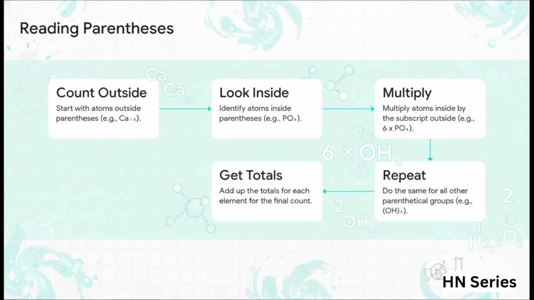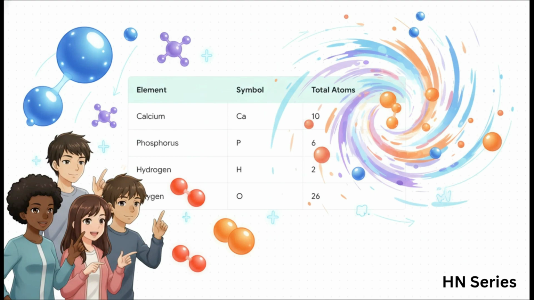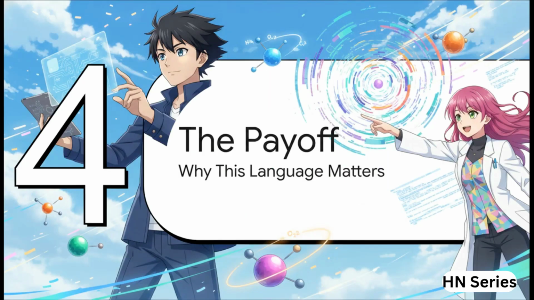The new trick here is the parentheses, and they work exactly like they do in math class. The one key rule to remember is that the subscript multiplies everything inside it. So as we follow these steps, you see we start with the easy stuff outside. Then we look inside each set of parentheses, multiply by its subscript, and then we just add it all up at the end. Okay, so let's do the final tally. We've got 10 calcium, 6 phosphorus, 2 hydrogen, and don't forget, we have to add the oxygen from both parts, a grand total of 26 oxygen atoms. See? By just breaking it down step by step, even a formula that looks really complicated becomes pretty simple to solve.